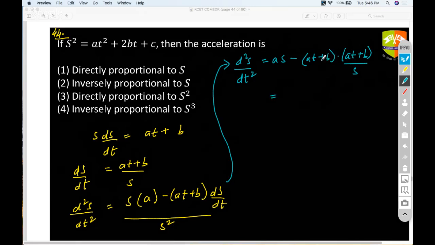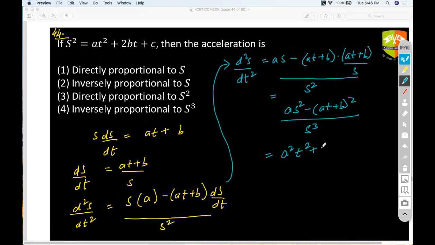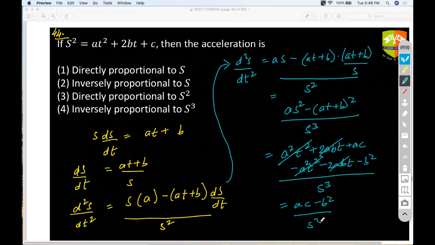So in that case, you have an s square down as well, I'm sorry, s square, yeah. If I simplify this, I will get (as square minus (at plus b) the whole square) by s cube. Correct? And as square will be nothing but a square t square plus 2abt plus ac. And when you subtract the square of this term, that means you're subtracting this. So this will go off, this will go off, leaving you with (ac minus b square) by s cube, which clearly states that it is proportional to 1 by s cube.